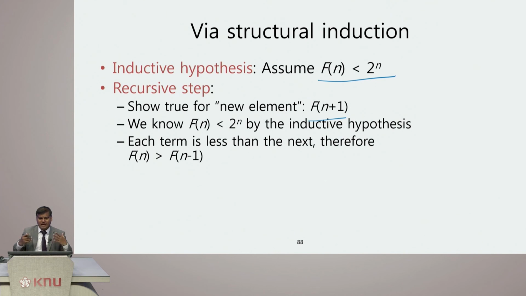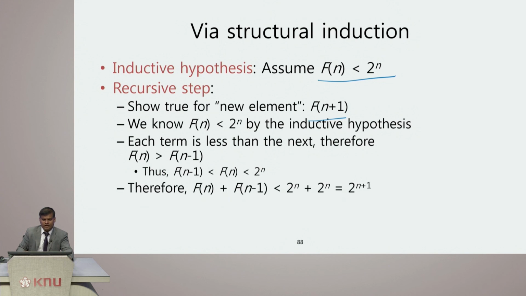We know that each term is less than the next term. So by that we are saying f of n is greater than f of n minus 1. Thus f of n minus 1 is less than f of n, less than 2 power n, right? Yes, we are just using the same idea here. Therefore we say that f of n plus f of n minus 1 is less than 2 power n plus 2 power n, that equals 2 power n plus 1.